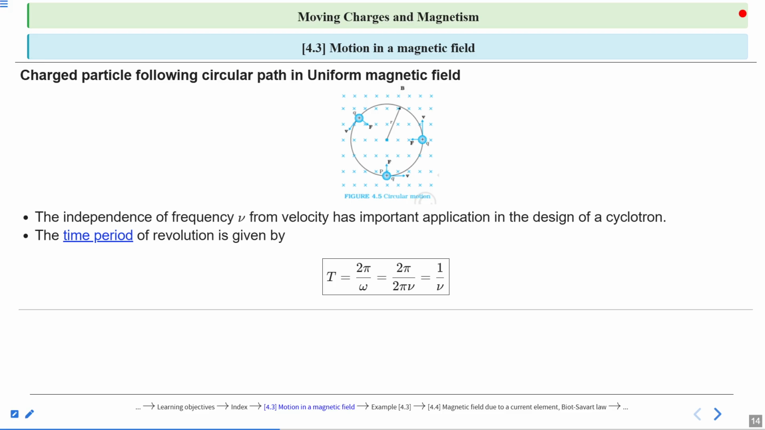The time period of the revolution is given by, so we have to calculate the time period. Time period and angular frequency are related as T equal to 2 pi by omega, equal to 2 pi upon 2 pi nu, since omega is 2 pi nu. So 2 pi and 2 pi will get cancelled. Time period will be equal to 1 by nu. So time period is the reciprocal of frequency.